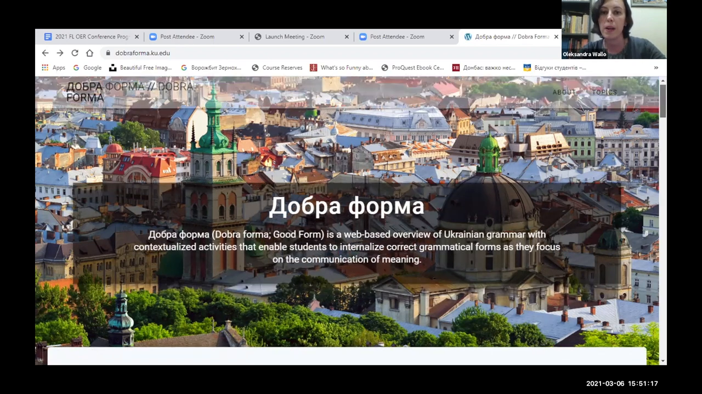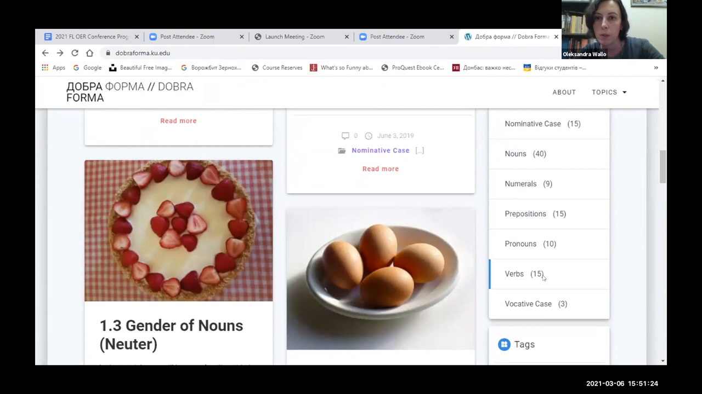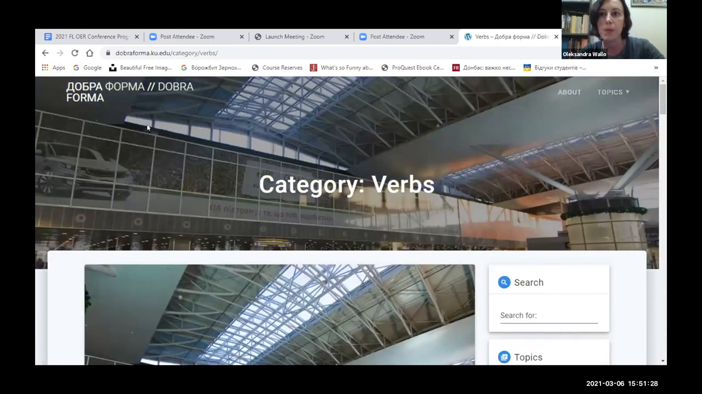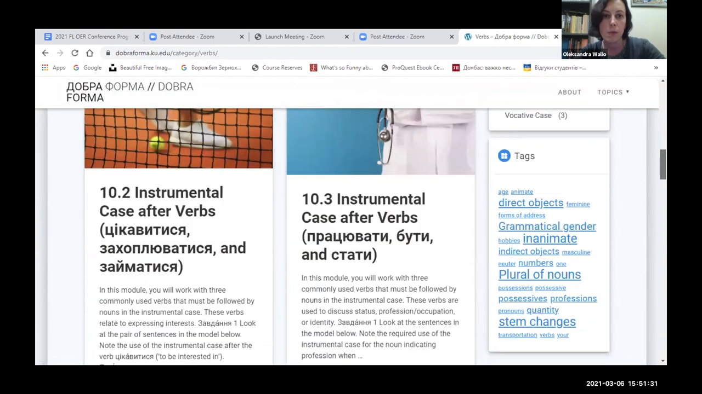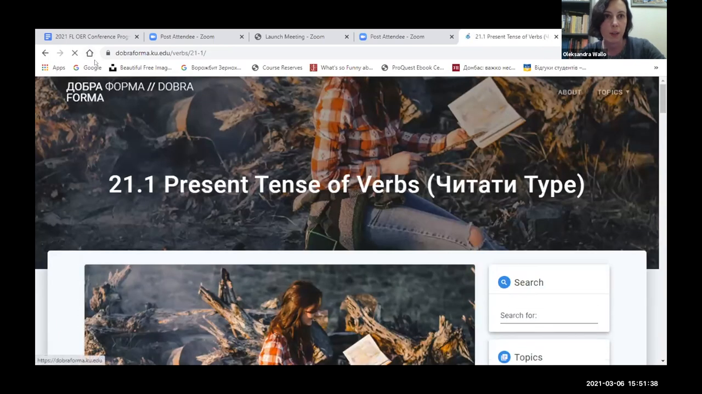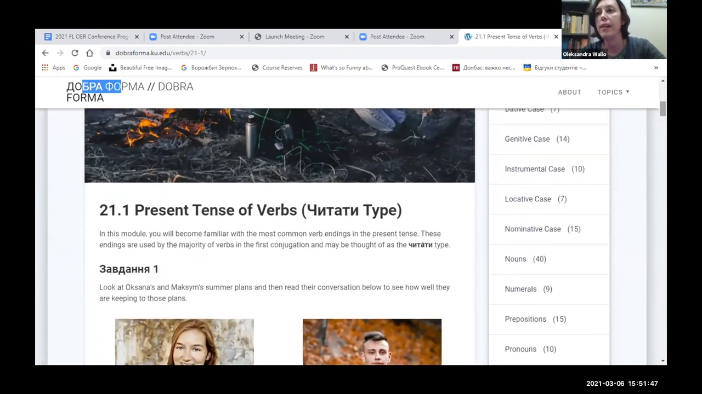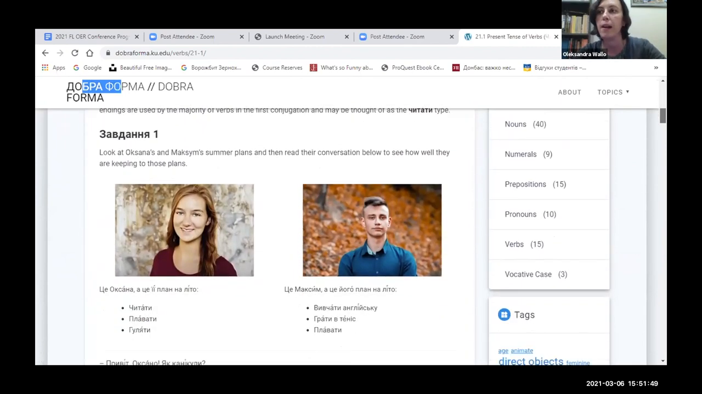So this is why I developed this resource. A little bit about the pedagogical approach, and then we'll go into one module and I'll show you around a little bit. And in fact, I'll go into the module now. We'll look at verbs, and we'll look at one verb module that's about the present tense. And I hope you can see, as I click on the website, you can see things happening. Yes. Good, great.